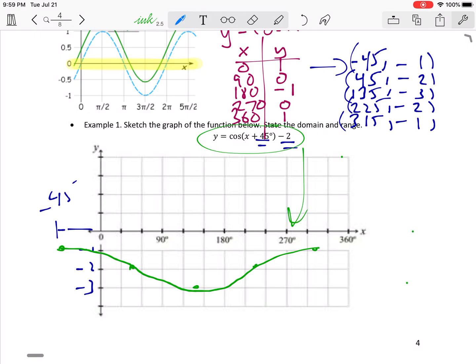Okay, and in terms of the domain and range, your domain is going to be, because it just keeps going left and right, all real numbers, and your range is going to be y is greater than or equal to -3 and less than or equal to -1.